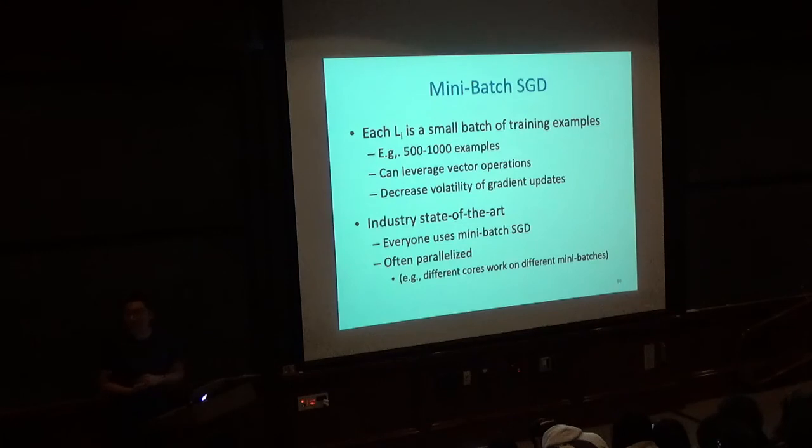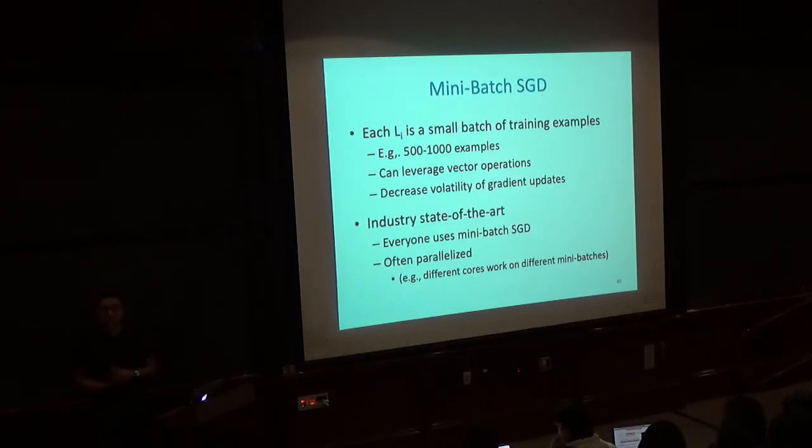Another reason why people do this is that it decreases the volatility of the gradient updates. Even though in expectation the gradient updates match the gradient of the total loss function, if you only sample one point at a time, the randomness can be quite high. If you instead sample about 500 at a time, the stochasticity or the volatility is lower. So there are many reasons why people do this.